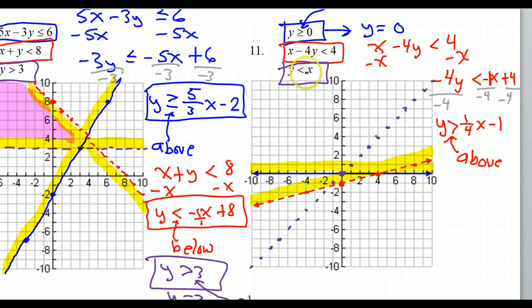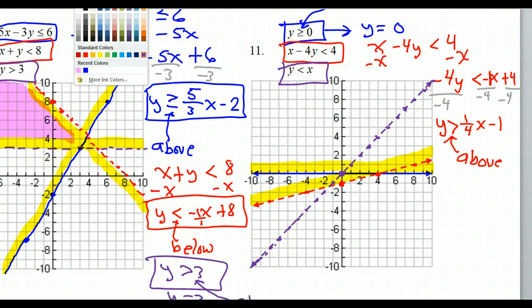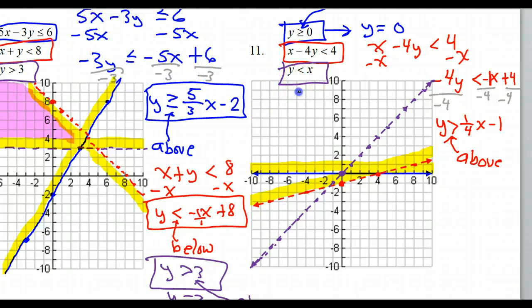Okay, this one is also a dotted line, which I can almost just leave like it is. And then we'll just shade on the above side. No, this is less than, so that's going to be shaded on the below side of this line. Below. All right, so the solution area has to be below this line.